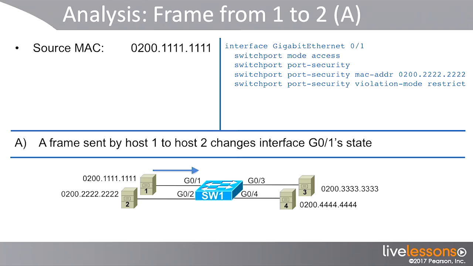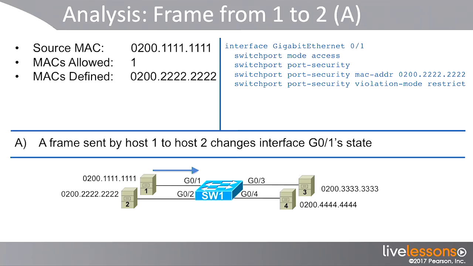So the source MAC address of host 1 per the figure is that 0200.1111.1111 MAC address that you see there. Remember, port security looks at the source MAC address to make its decision of what violates the port security rules. Now, it says there on the screen now that there's only one MAC allowed. Well, that's a default setting. The maximum number of MACs is not defined on the right, so it defaults to 1.